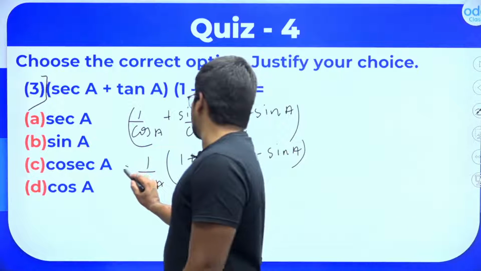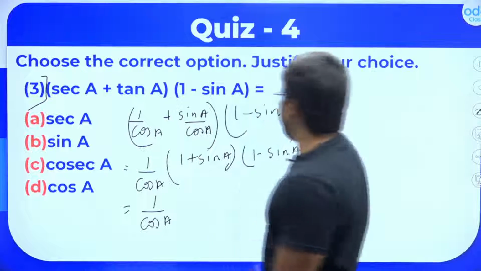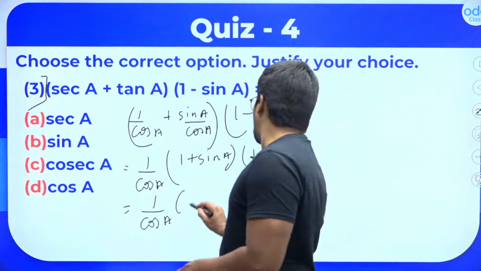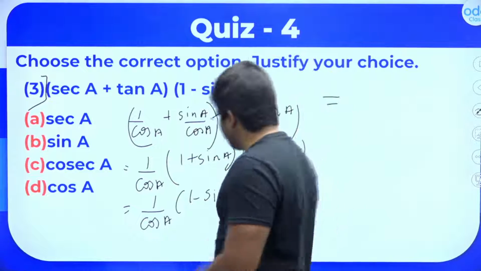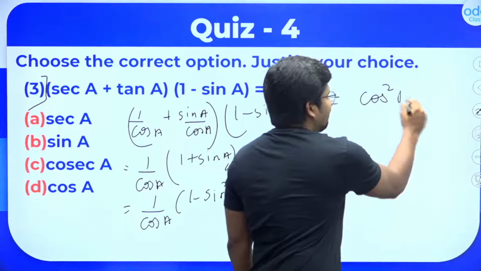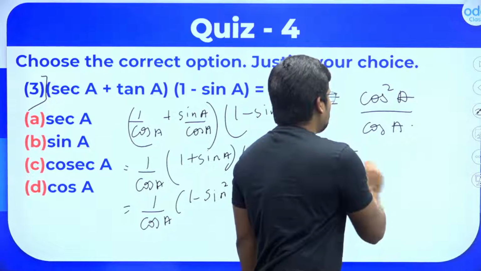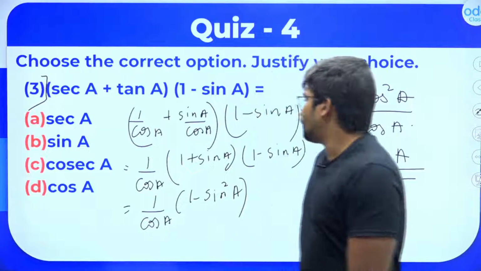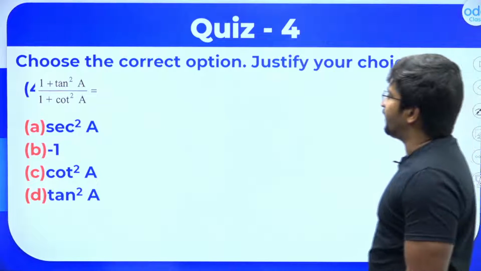So this is equal to 1 by cos A times, do you see the A plus B into A minus B form here? 1 plus sin A into 1 minus sin A is 1 minus sin square A. And you know that 1 minus sin square A is nothing but cos square A. So this will become cos square A whole divided by cos A, right? So that is equal to cos A again, because cos square A divided by cos A, one of the cos cancels. So the answer will be option D here. Correct?